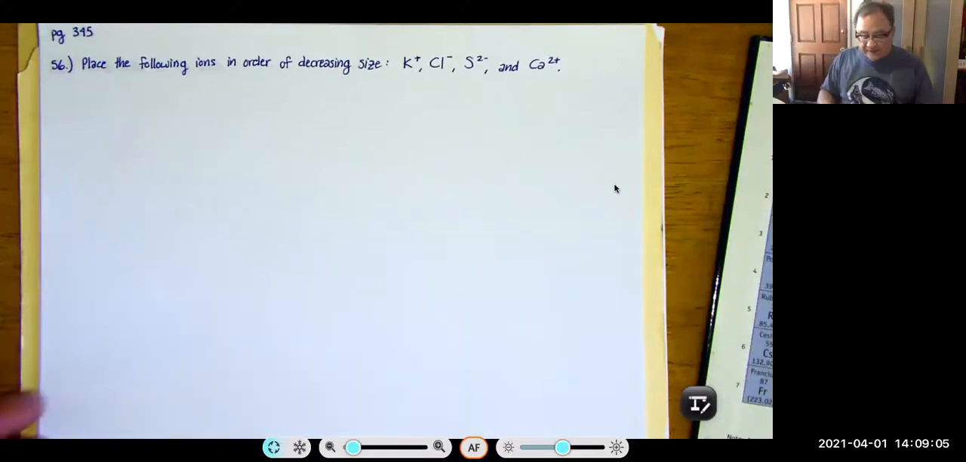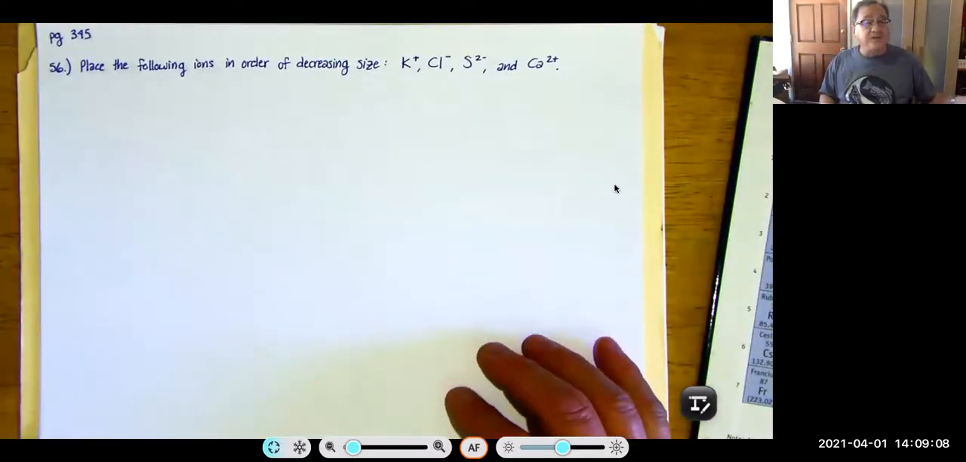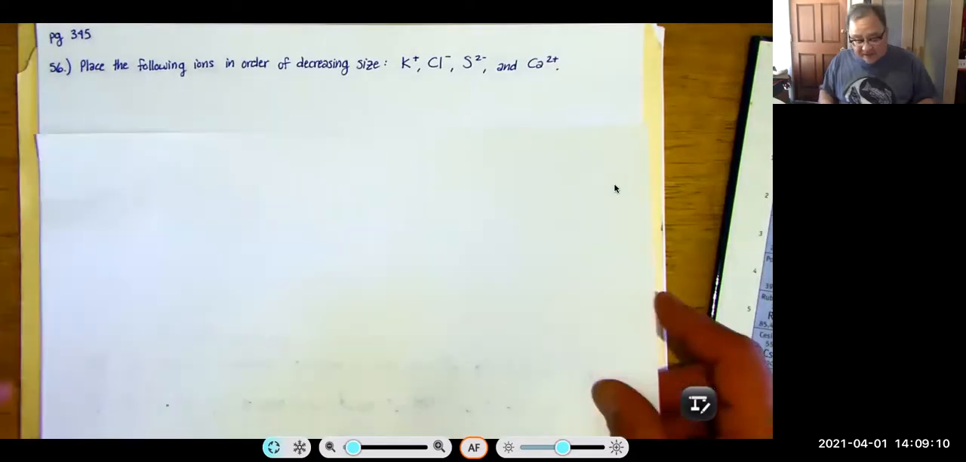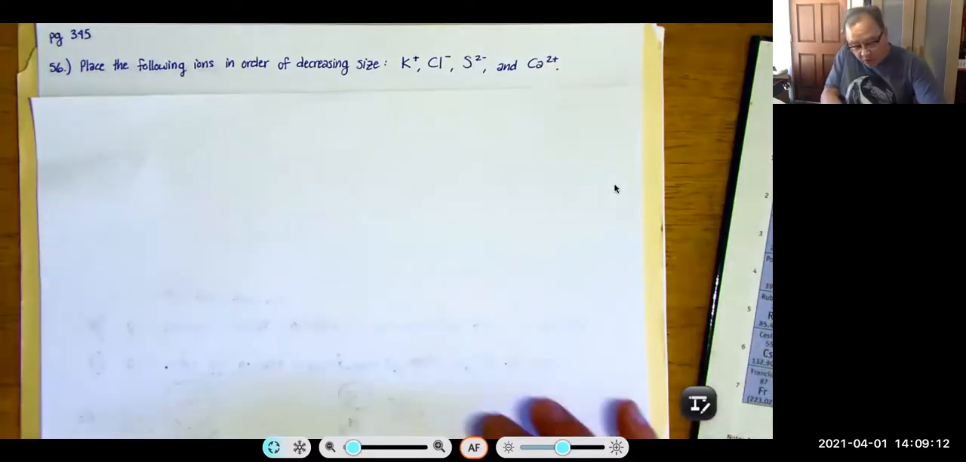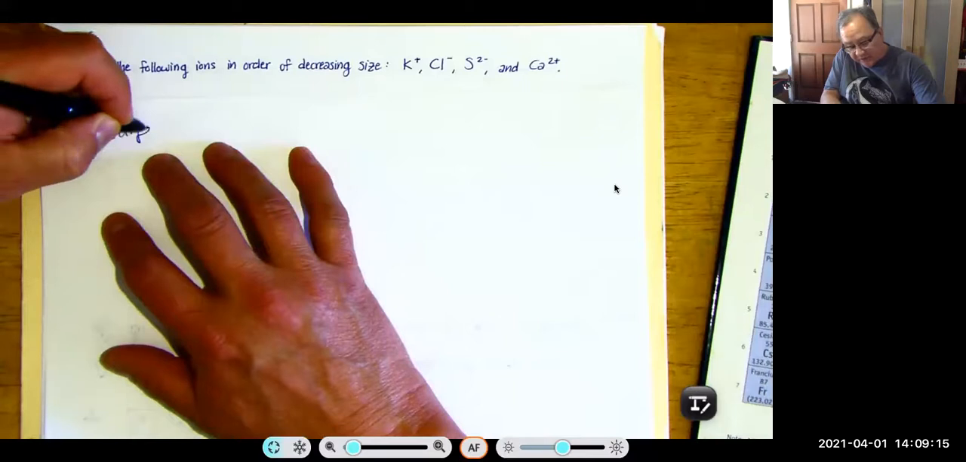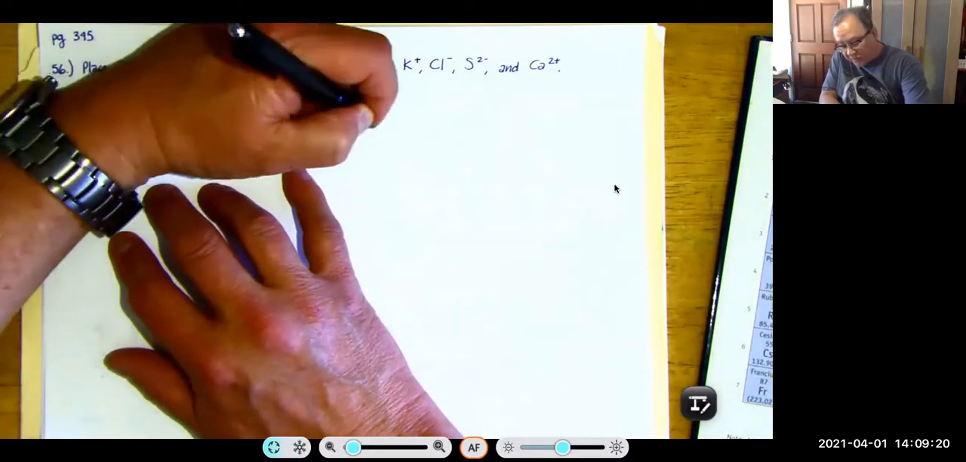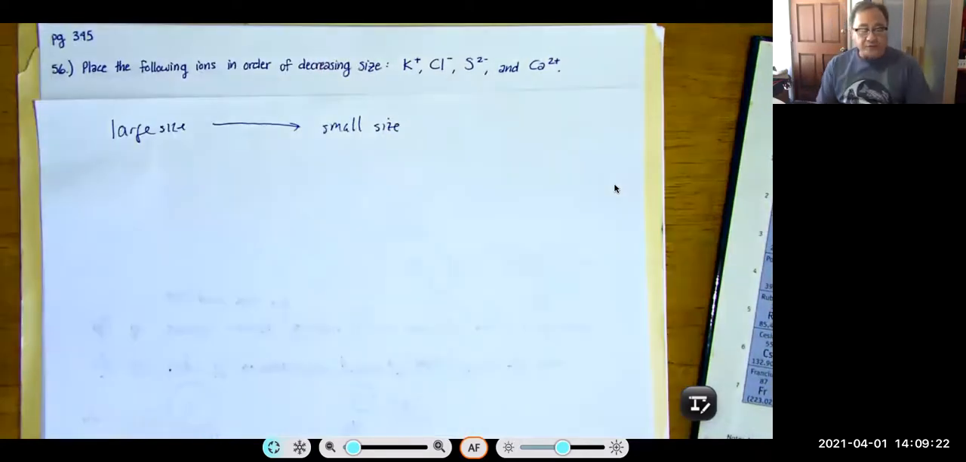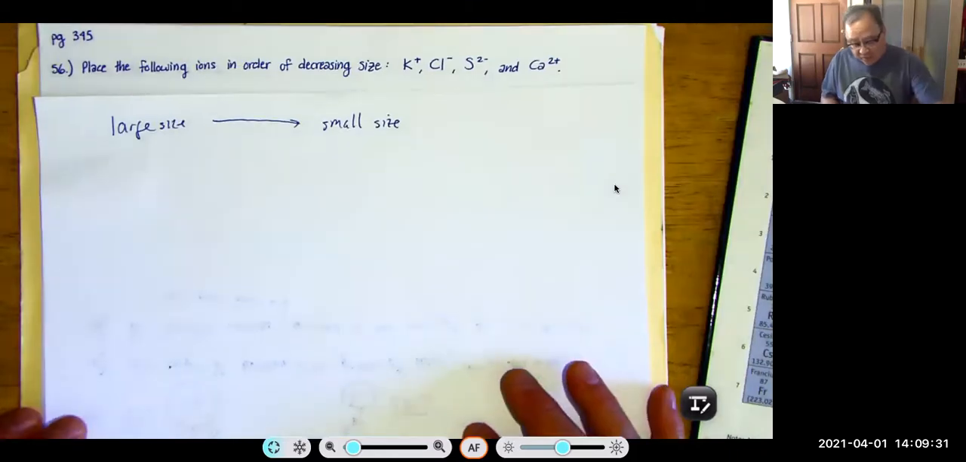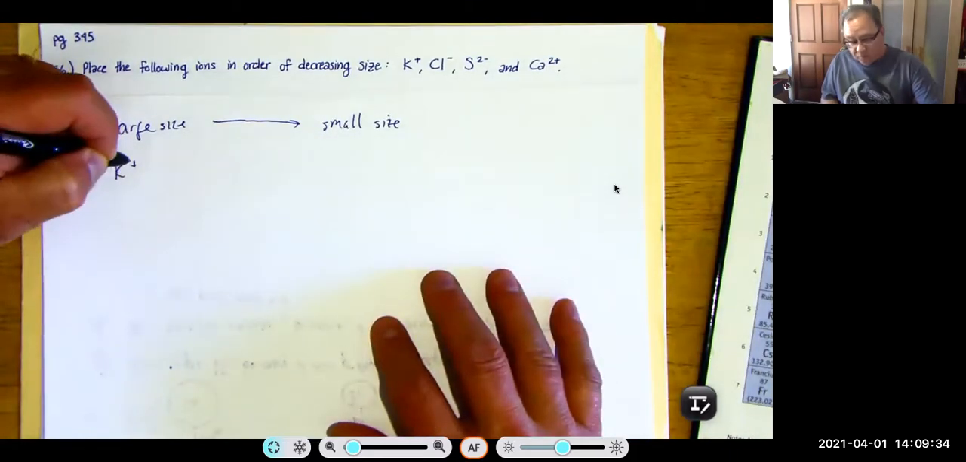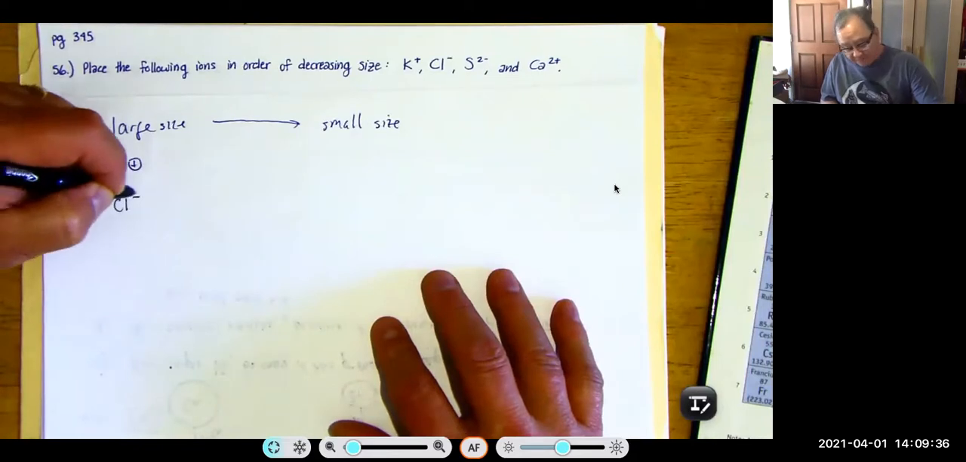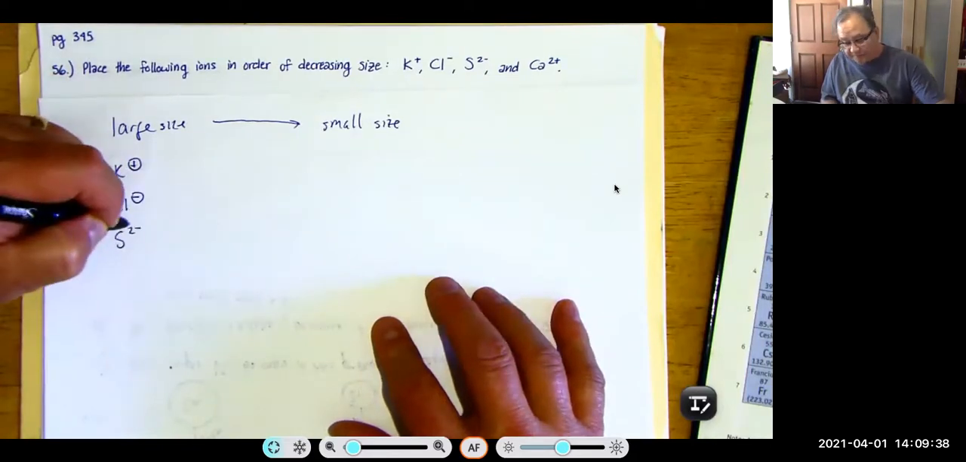Okay, 56. Place the following ions in order of decreasing size. So we want to go from large size to small size. Now, normally when we talk about these, we talk about them in terms of the radius or diameter at worst. Now, naturally, a smaller radius is going to be a smaller size. Okay, so we're looking at K plus, we're looking at chloride ion, we're looking at sulfide ion, and we're looking at calcium ion.